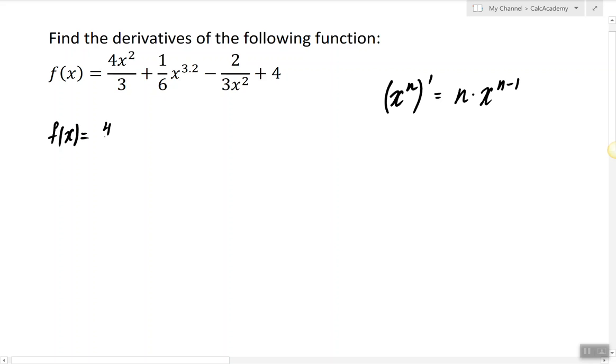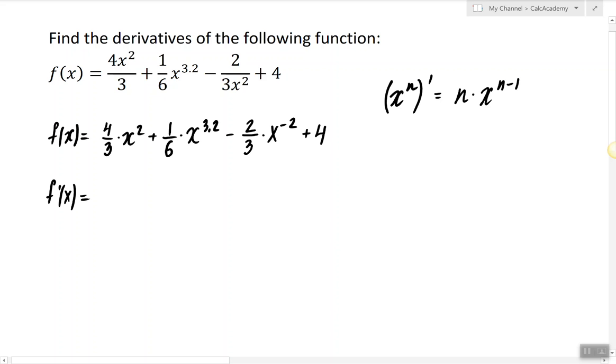So I'm going to rewrite the first function in the sum as 4/3 times x squared. The second one is actually written in the way that we can use the power rule. The third one has to be rewritten as 2/3 times x to the power -2, and plus 4 is just a coefficient.